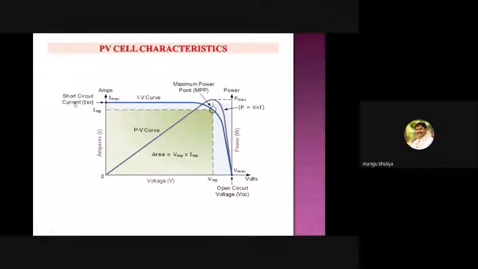Short circuit current means the voltage value is 0, but you are getting the maximum current, so that is I max. And when you leave the panel in open condition, without connecting any wire or any load, there you get the maximum voltage. So this is how the current varies. This is the current versus voltage characteristic.